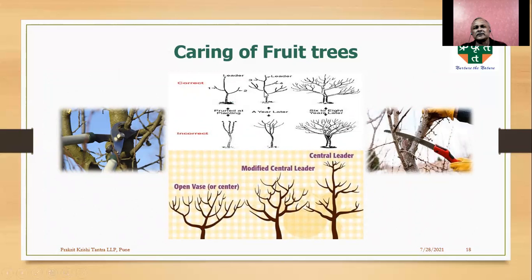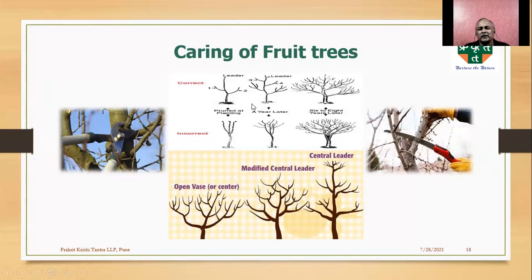The caring of the fruit trees: wherever you have fruit trees, if you have open space, open ground also, then you can have different kinds of fruit trees. Or if you are growing in a terrace also, you can have fruit trees. So fruit trees require timely pruning also. If you don't know the basic principles of pruning, and if you do the wrong pruning, then the entire structure of the plant will get disturbed.